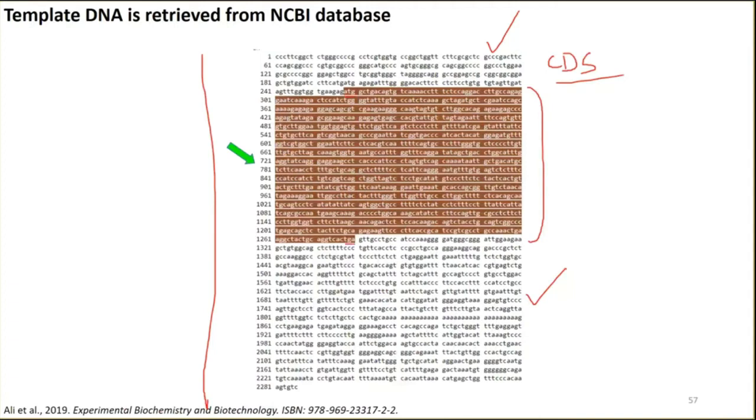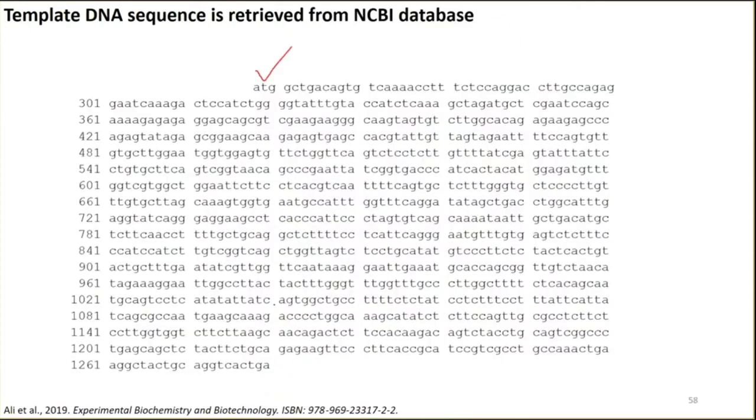We copy this sequence for the designing of primers. We copy from ATG to TGA. This one is the copied sequence from ATG to TGA. We paste it in a Word file for our record.